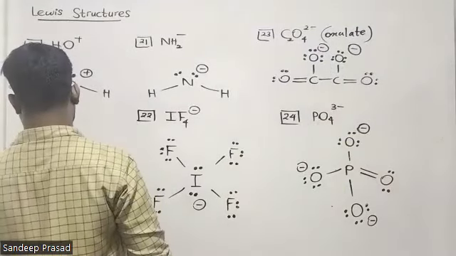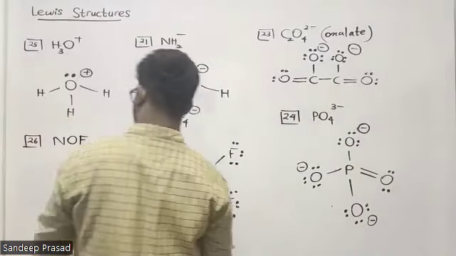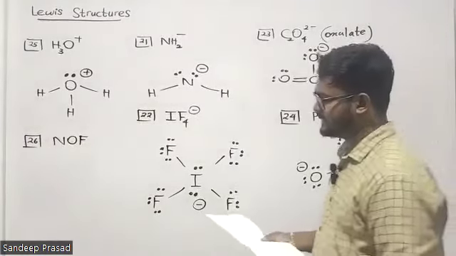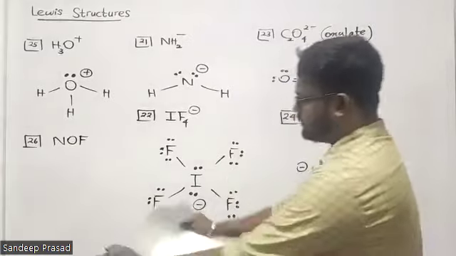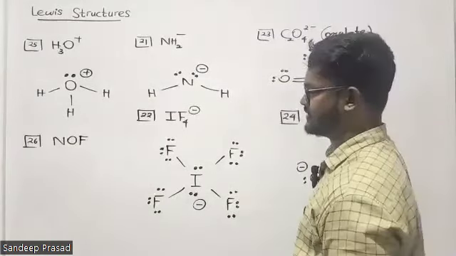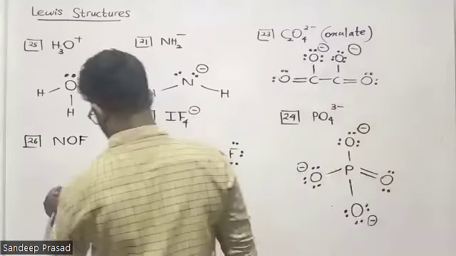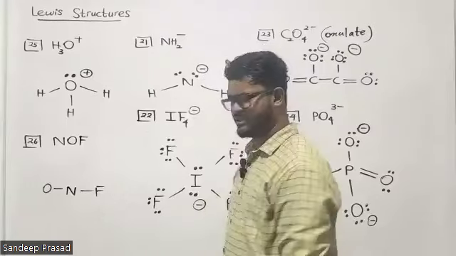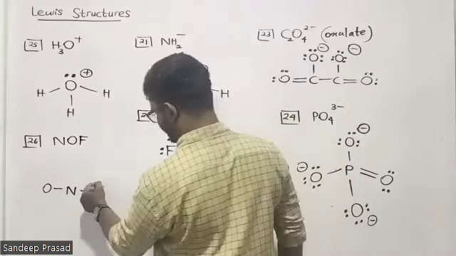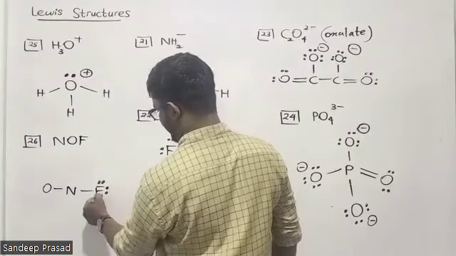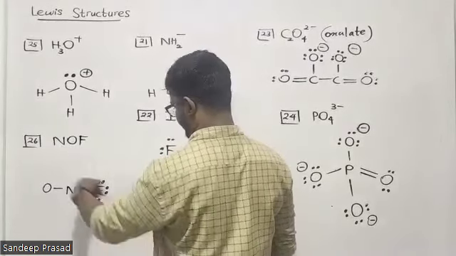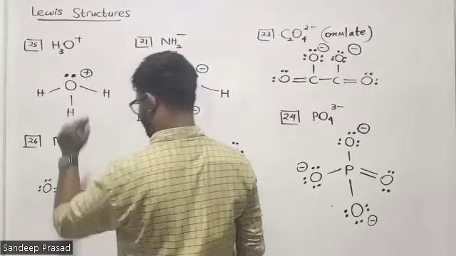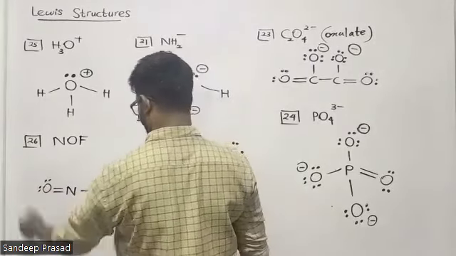26, NOF. NOF is actually again a neutral molecule. But let's see whether we have the overall charge becoming 0. Start the separation. Nitrogen is the central atom, right? Surrounded by oxygen and fluorine. So directly I'm going to make oxygen and fluorine neutral. Fluorine is neutral when we put 3 lone pairs. 1, 2, 3, 4, 5, 6, 7. Valence electrons are okay. Octet is also satisfied. What about oxygen? Make a double bond, put lone pairs. 1, 2, 3, 4, 5, 6. Valence electrons are okay. Octet 2, 4, 6, 8, okay.